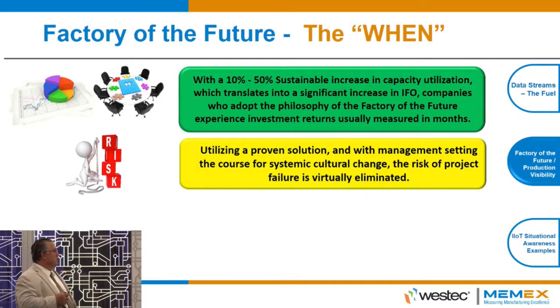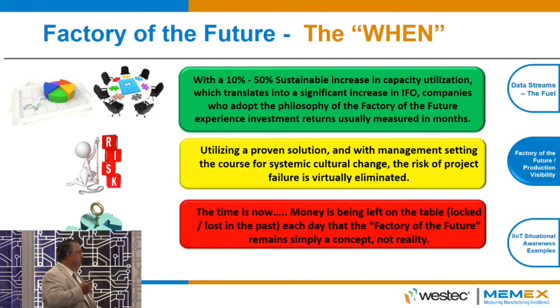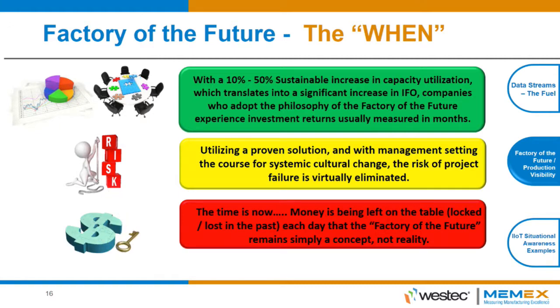Again, by using a proven solution and with a culture change, the risk of a project failure is drastically minimized. And there's a lot of money left on the factory floor every day. Most companies think they're 65% efficient. We've done this 150-plus times. The actual number is sub 35. It's a shocking number, but it's the truth. I've got reams and reams of data to prove this.